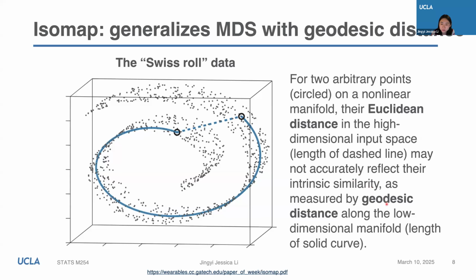And so what do we do? The shortest distance between two points within the manifold has a definition, a term called geodesic distance. So in this case, the solid curve is where the geodesic distance is measured.